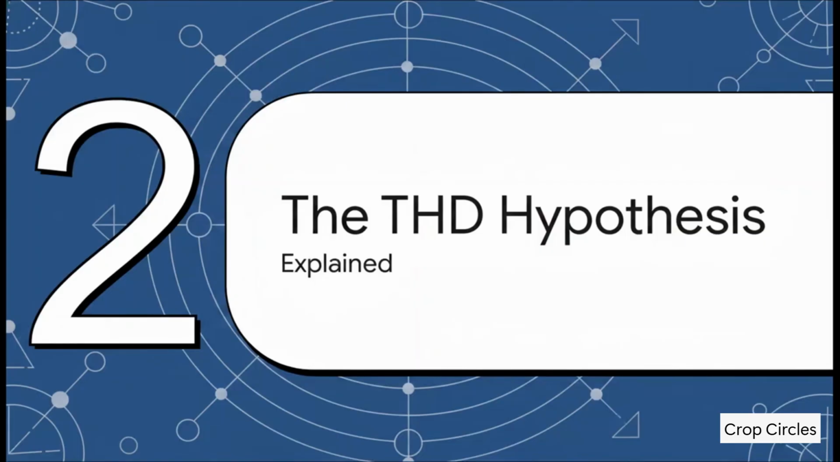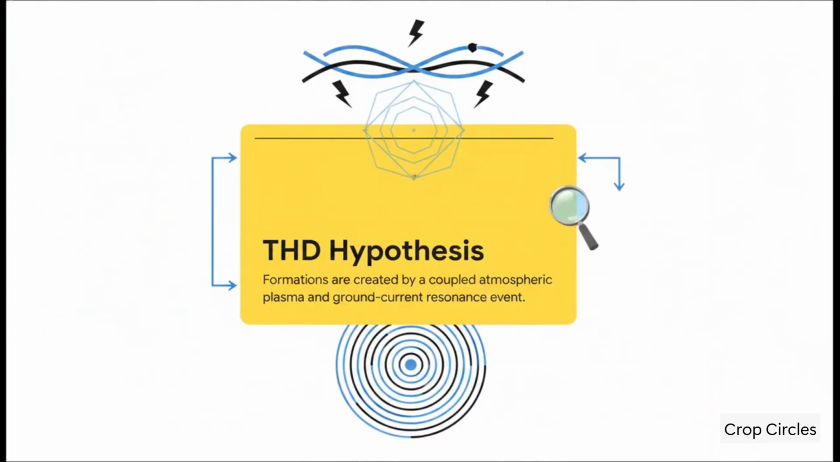Section 2. The THD hypothesis explained. Since standard weather can't explain this wild combination of heat, magnetism, and geometry, we clearly need a new model. Enter researcher, inventor, and author Kevin L. Brown and his Triune Harmonic Dynamics, or THD hypothesis. Brown's research is a total game changer. It gives us a completely different lens to look through.